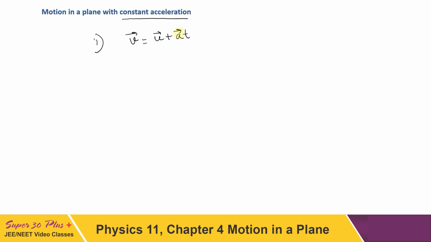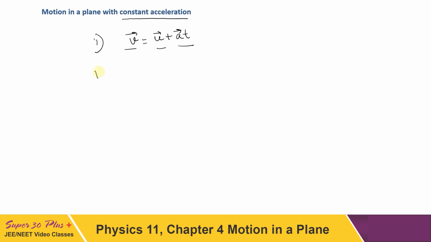Later we will see how this can be directly used in numerical examples also. So v we can write as u plus at. Do remember that here this v, u and a are not along the same line. They can be in different directions.